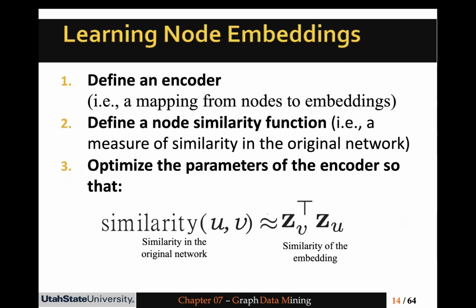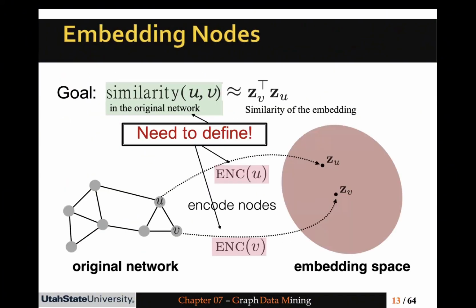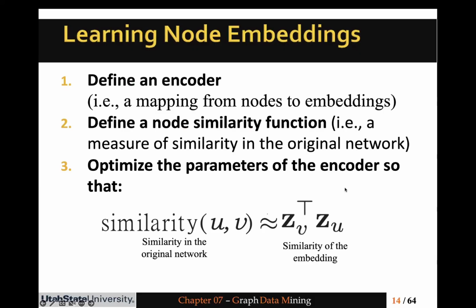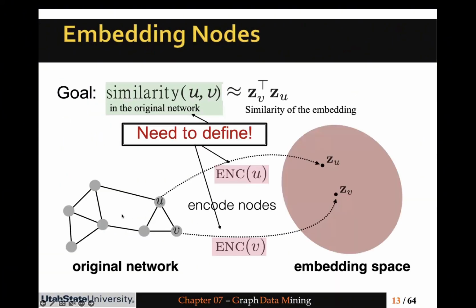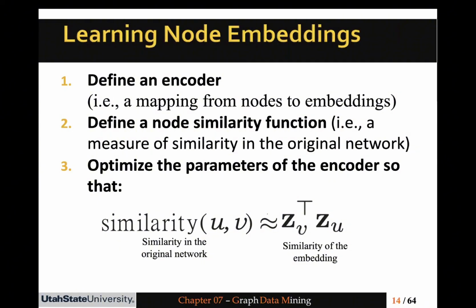Number one, I need to define my f function. In other terms, what's my encoder? What's the function that will take me from U and V and encode them into ZU and ZV? The second thing I need to know is the similarity function in my original space, which I don't know. All I know so far is the similarity of my ZUs and ZVs in the embedding space, which is nothing but a dot product, typically used for that purpose.